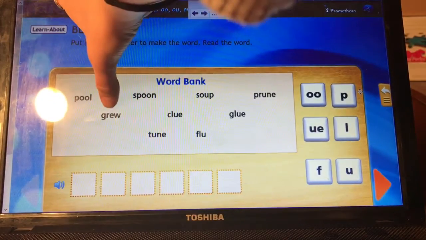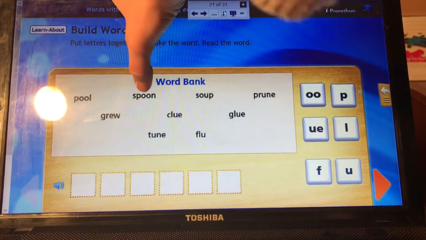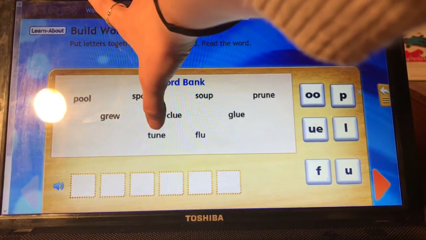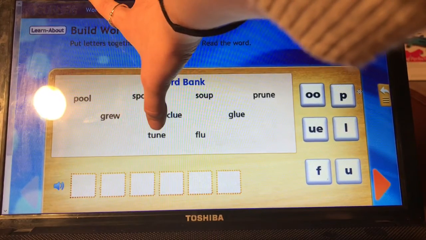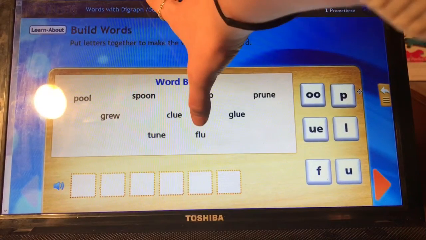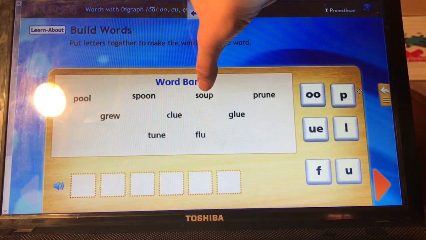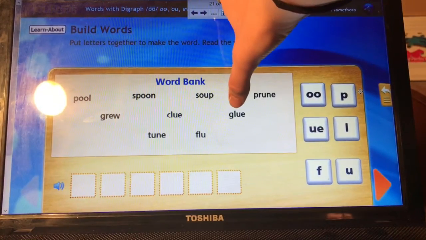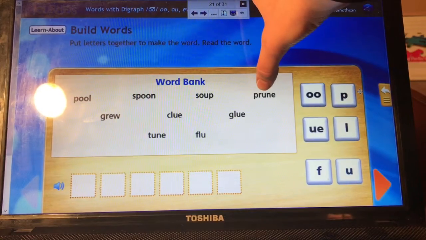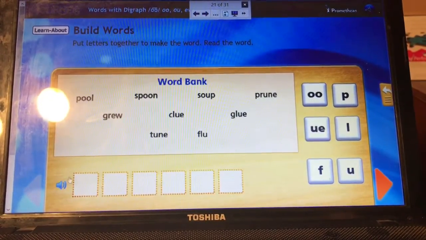Pool. Grew. Spoon. Tune. Clue. Flew. Soup. Glue. Prune. Let's hit the speaker now and see which of these words we have to try to spell.